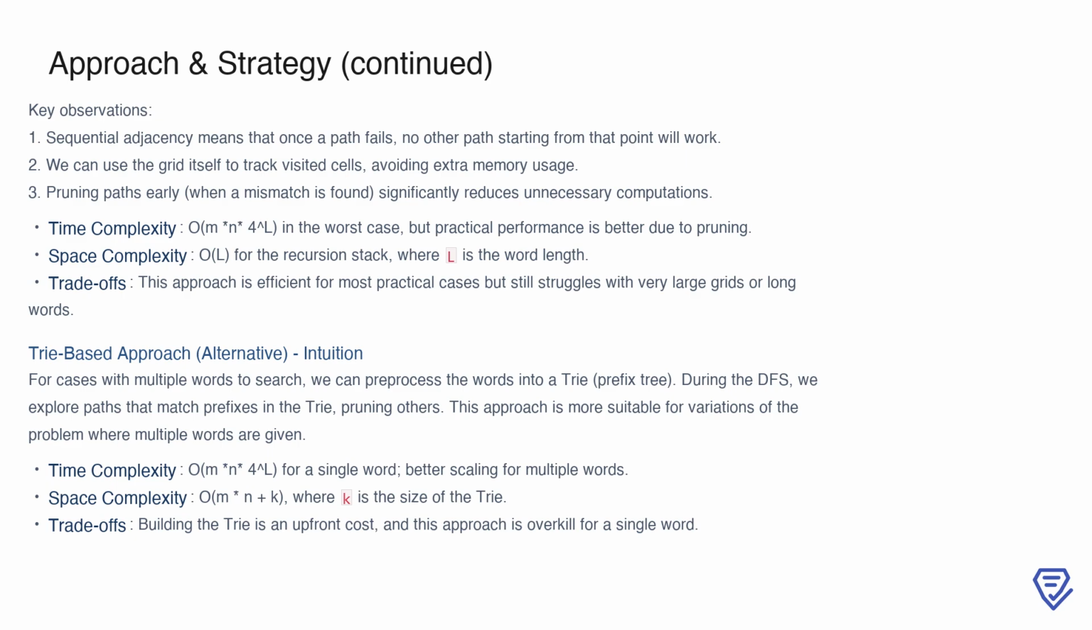This approach is bolstered by key observations. First, once a path fails, continuing from that starting point will not work. Second, the grid itself can be leveraged to track visited cells, negating the need for additional data structures. And third, pruning paths early when a mismatch is detected saves a significant amount of computation.